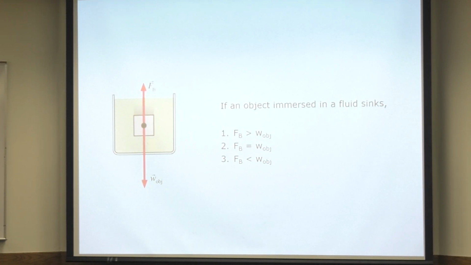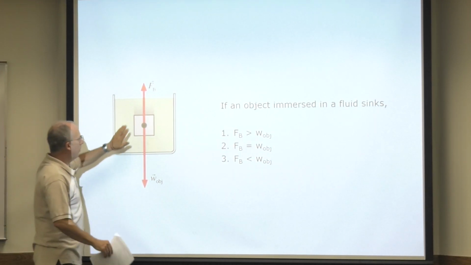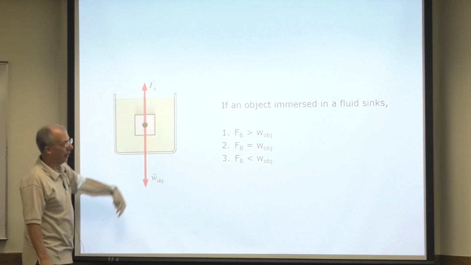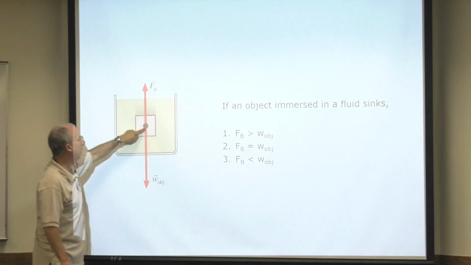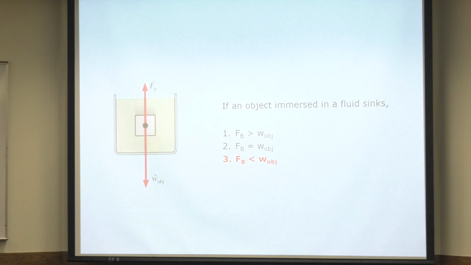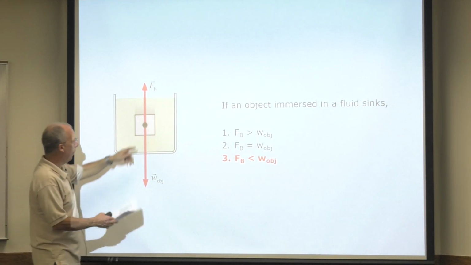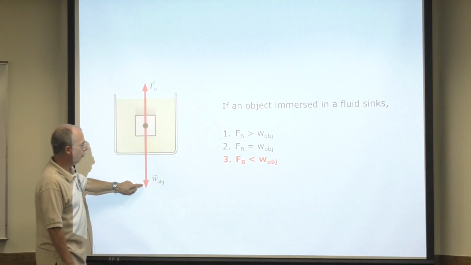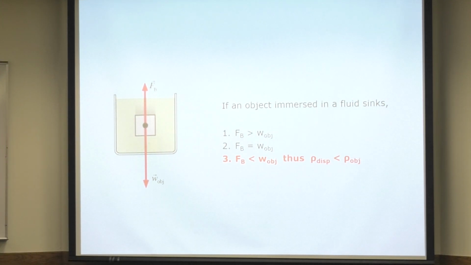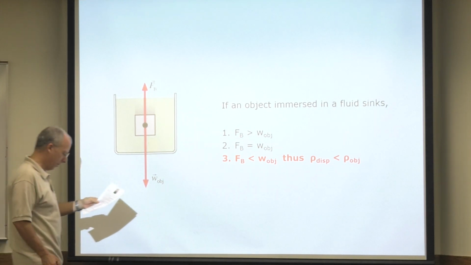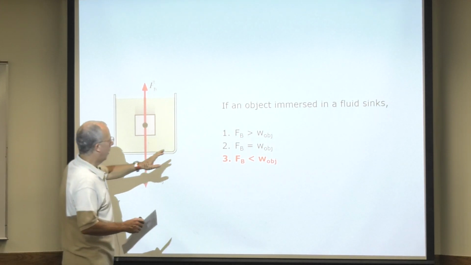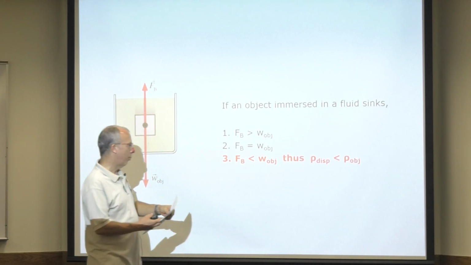Okay, so if an object immersed in a fluid sinks, well, that means it's accelerating this way, right? So obviously this force has to be greater than that force. So what's the answer? Yeah, right? So the weight of the object has to be greater than the buoyant force. Now, wait a second, you're not supposed to see that yet. Okay, now, here's the answer, but I've got to prove it, right?